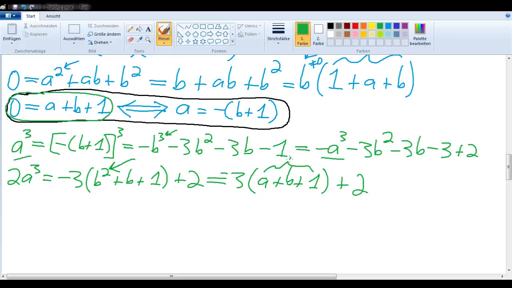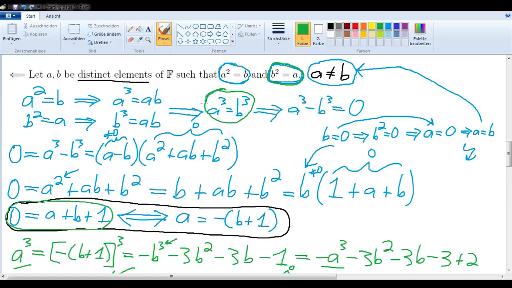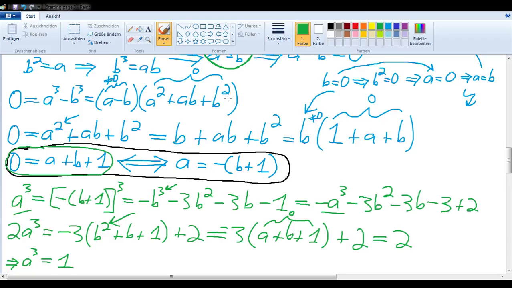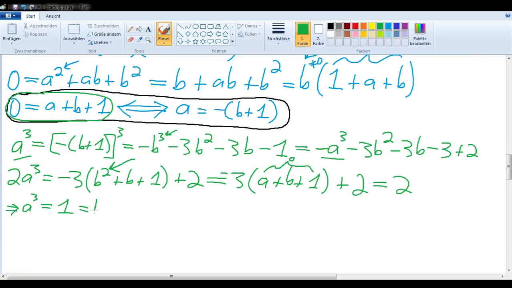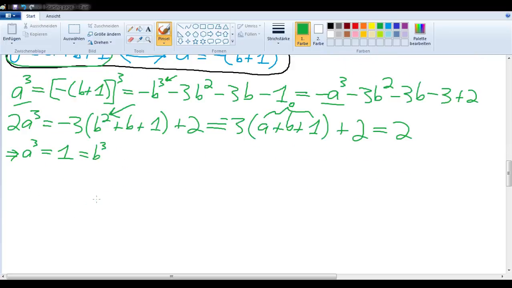So since this vanishes, we are left with 2, which means we can divide both sides of the equation by 2 and get a cubed being equal to 1. And since we know that a cubed is equal to b cubed, we also know that b cubed is equal to 1. So with that, we've shown that a and b are both cube roots of unity.